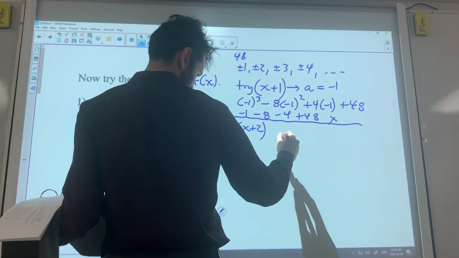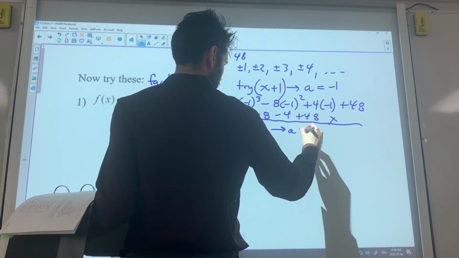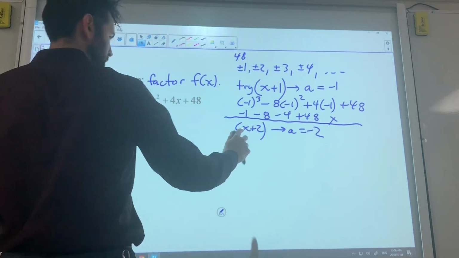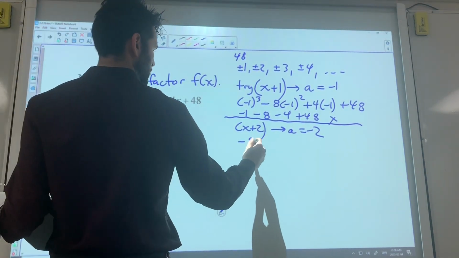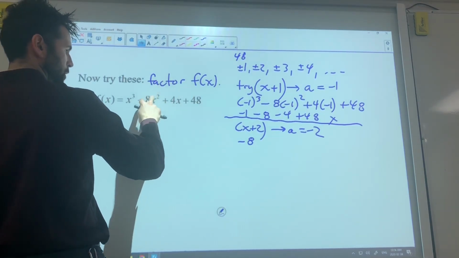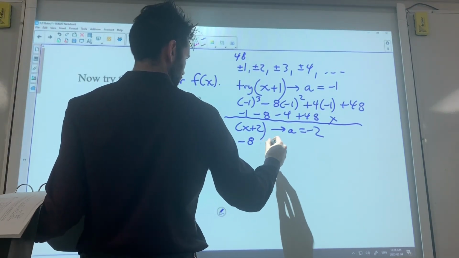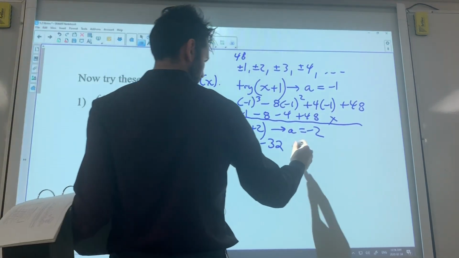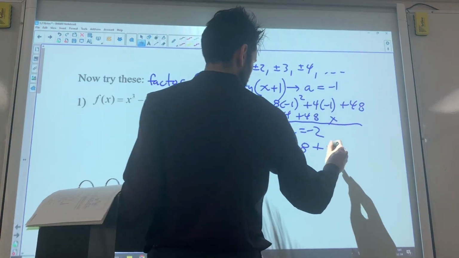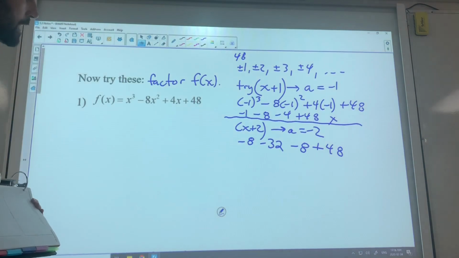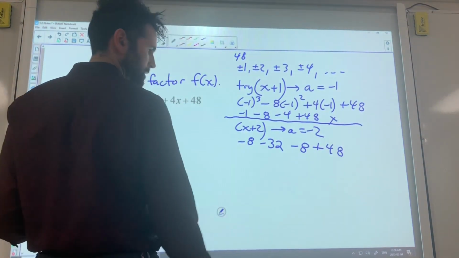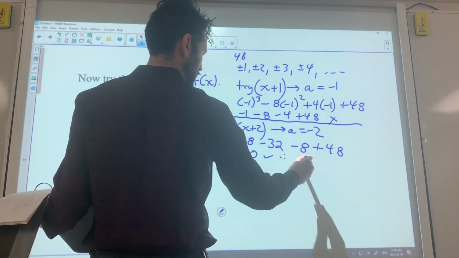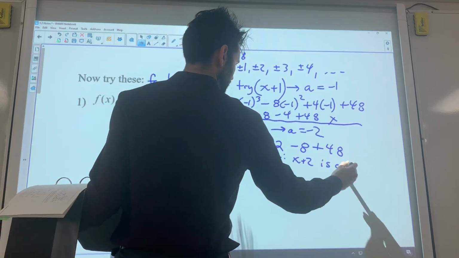If I'm trying x plus 2, then a is -2 when you solve it. Now let's see. -2 plugged in there gives you -8. -2 squared is 4 times -8 is what? -32. -2 times 4 is -8, and then I have plus 48. So let's see. I get negative 40, negative 48. So this indeed is 0. Agree? Right, so therefore, x plus 2 is a factor.